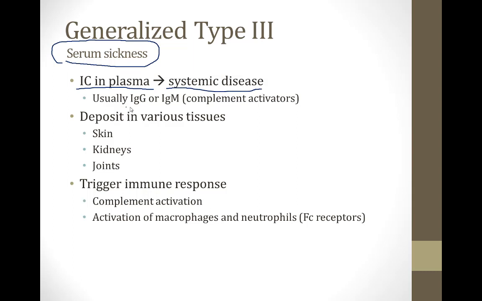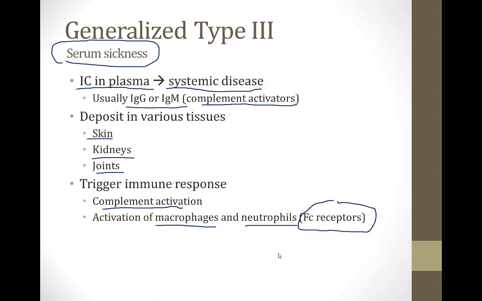The antibodies are usually IgG or IgM, and these are good complement activators. And you can just imagine those complexes circulating all through the body and depositing in skin and kidneys and joints and triggering systemic disease. Once they deposit, they trigger an immune response from complement activation, and in addition, they activate macrophages and neutrophils via their Fc receptors, which serve to bind to these cells.